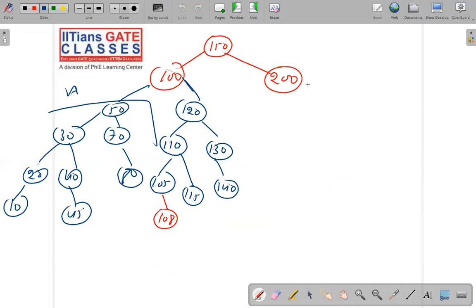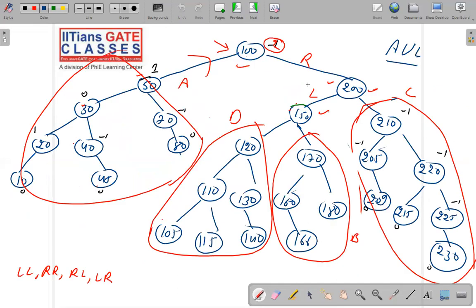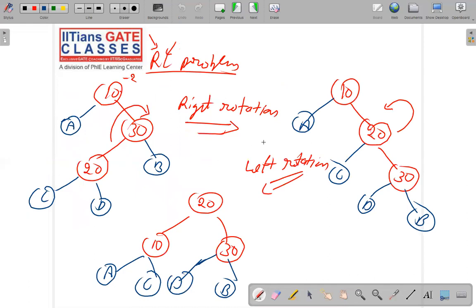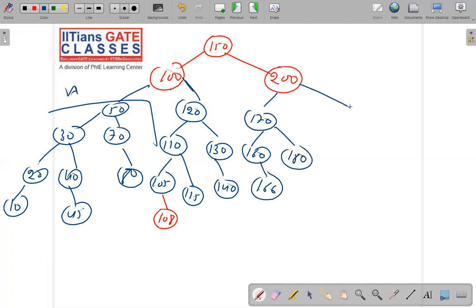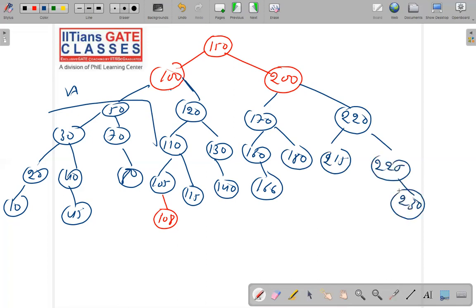It's B and C. What is B? B is 170, 160, 166, 180. And here we have 220, 215, 225, 230. And you can check that this tree is balanced.